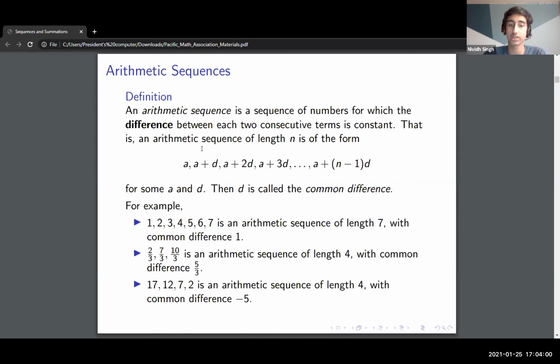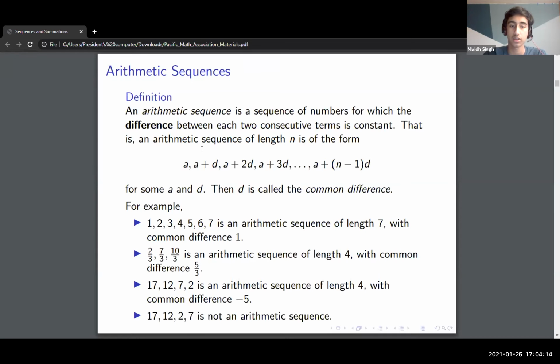In our last one, as you can see, the common difference can also be negative, and the arithmetic sequence can also be decreasing. In this case, we have 17, 12, 7, and 2, where each term is 5 less than the previous term, and that makes it an arithmetic sequence. One example of a sequence that's not arithmetic is 17, 12, 2, 7, because the difference is not constant. The difference between 17 and 12 is 5, and between 12 and 2 is 10. Since 5 is not equal to 10, this is not an arithmetic sequence.